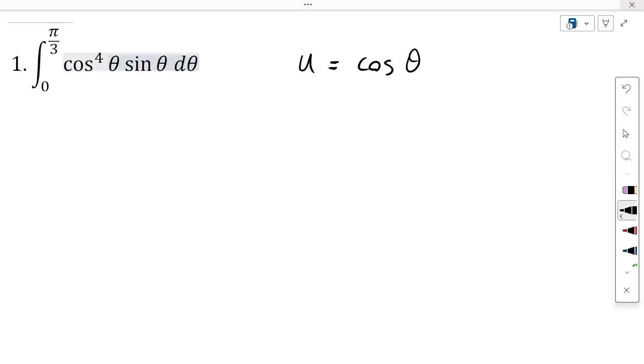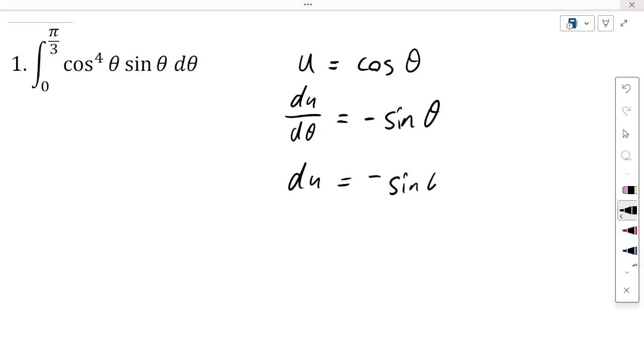So note that if we take the derivative of cosine of theta, du by d theta, we're going to have an answer of negative sine of theta. And if we make du the subject of the formula, we're going to get negative sine theta with respect to theta. Okay. And look at that. If we divide both sides by -1, we will get an answer over here of negative du is equal to positive sine theta d theta.